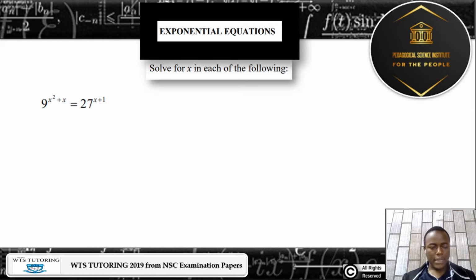It's an interesting question. You are given 9 to the exponent of x squared plus x is equal to 27 to the exponent of x plus 1. So the question says solve for x.